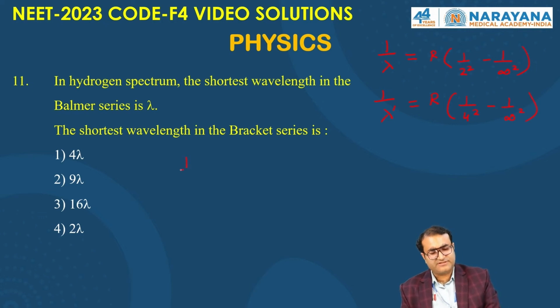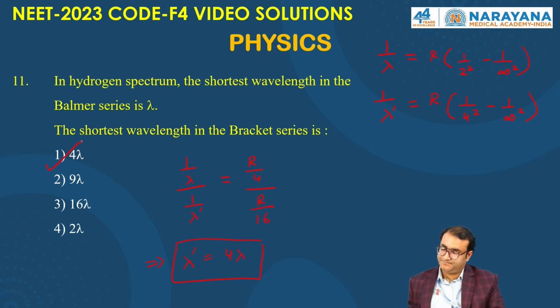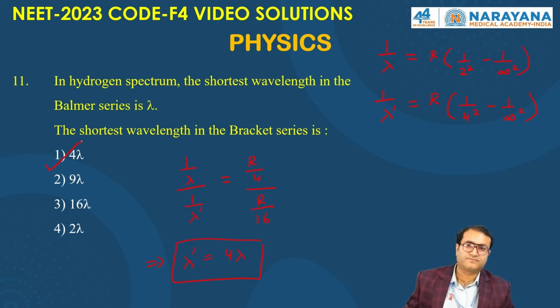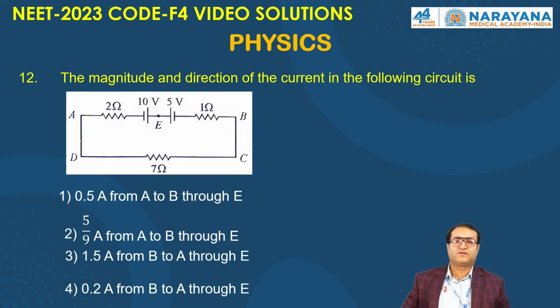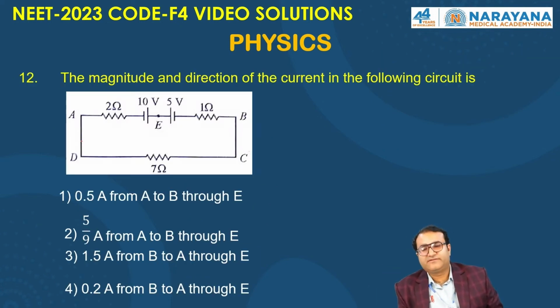Just divide both the equations. 1 by lambda divided by 1 by lambda dash is R by 4 divided by R by 16. And finally, after calculation, we get lambda dash is equal to 4 times lambda. So we get the first option as the answer. Let us come to question number 12.